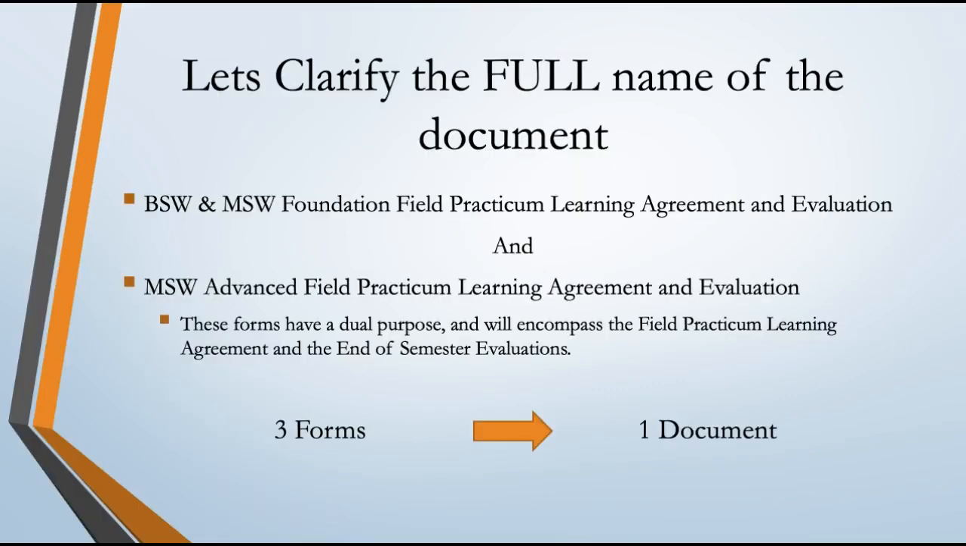First things first, let's clarify the name of the document for you. BSW and MSW Foundation Field Practicum Learning Agreement and Evaluation, and MSW Advanced Field Practicum Learning Agreement and Evaluation. These forms hold a dual purpose and will be utilized to complete the Field Practicum Learning Agreement and your end of semester evaluations, hence the title. We have created one document that homes all three forms: Learning Agreement, Fall Evaluation, and Spring Evaluation. Please note, BSW, MSW Foundation, and MSW Advanced have different competencies with different observable behaviors, which is why there are two forms.